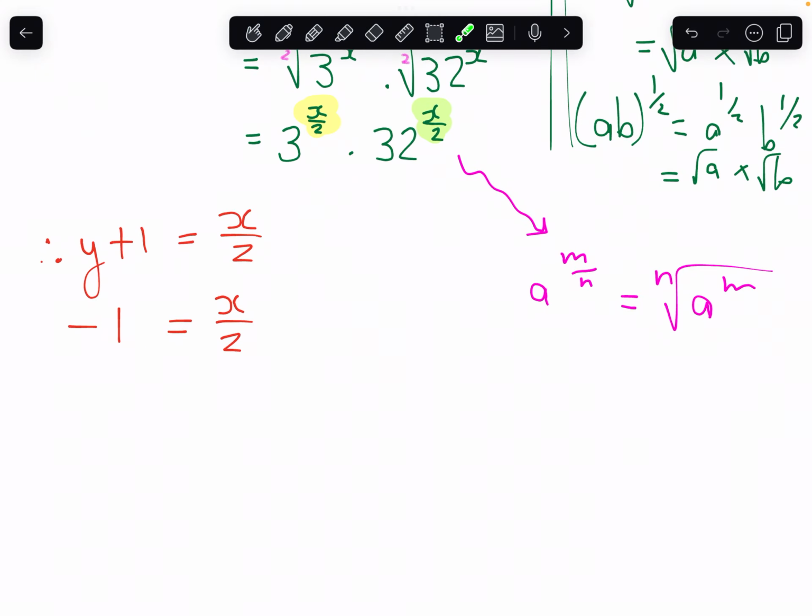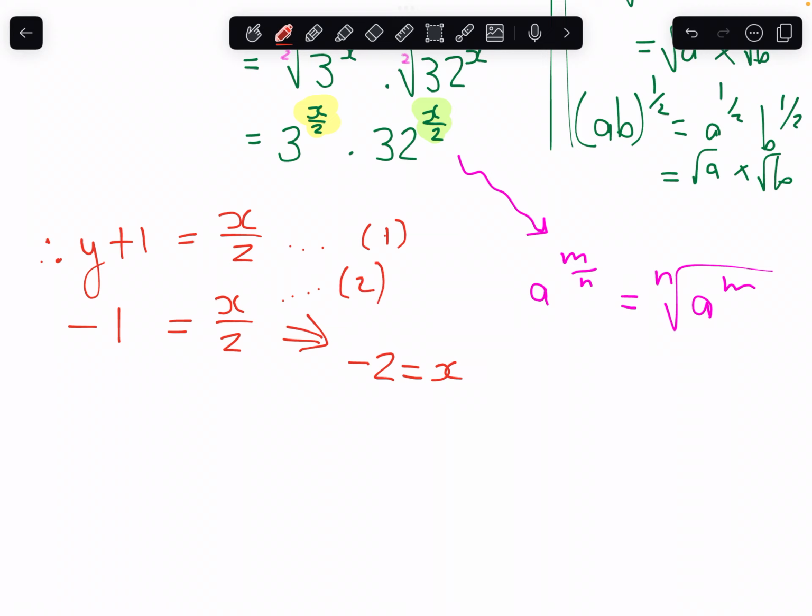This one has only one variable, so let's lead with that. Multiplying by 2 on both sides, minus 2 is equal to x, or x is minus 2 divided by 2, which gives me minus 1. So that's our first solution. This is equation 1, and that one was equation 2.